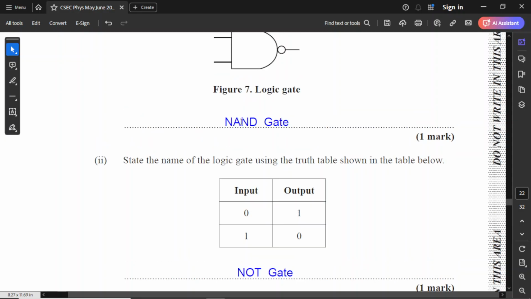So again, just to point out the difference between these two, we have AND. AND normally means both must be on for the output to be on. And so this one is saying NOT AND, which means then I'm going to be the opposite of the AND.